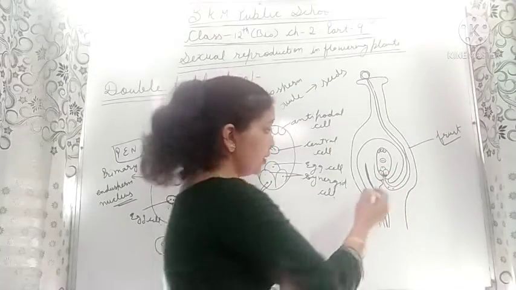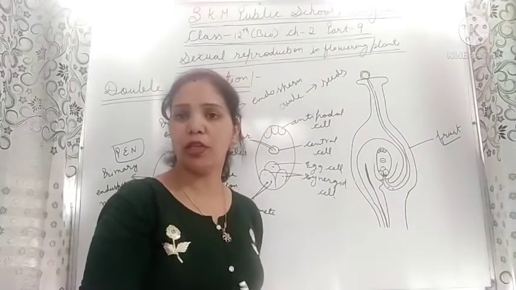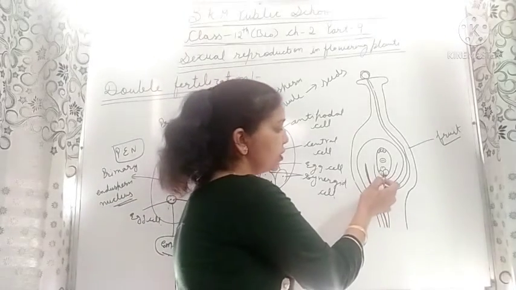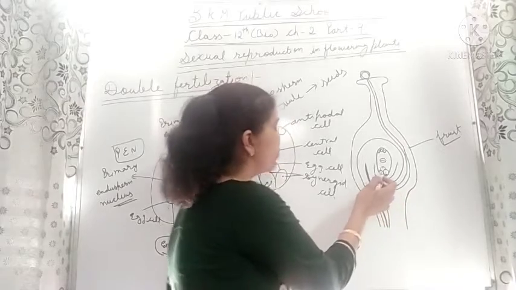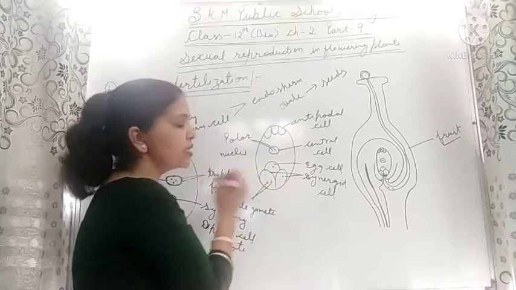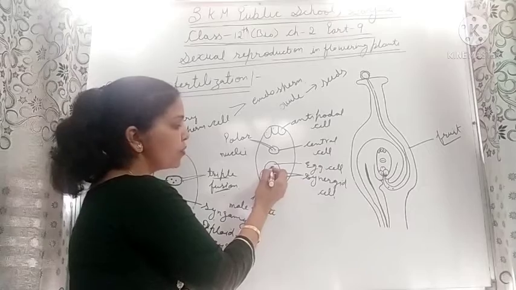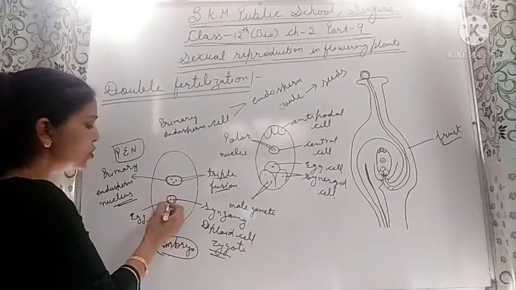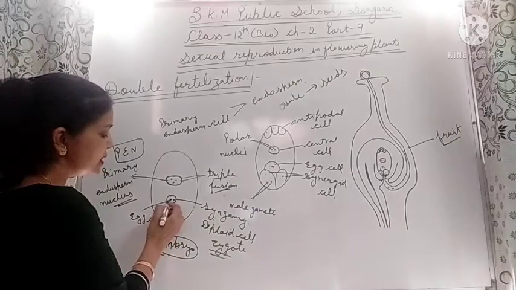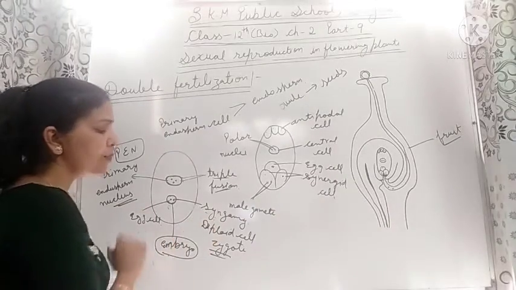Okay, there is a filiform apparatus that guides the entry of the pollen tube into synergid cell. After entering synergid cell, pollen tube releases its male nuclei in the cytoplasm of the synergid cell. One male nucleus moves towards the egg cell and fuses with it. This is called syngamy because this is the fusion of two haploid nuclei. This is known as syngamy or fertilization.